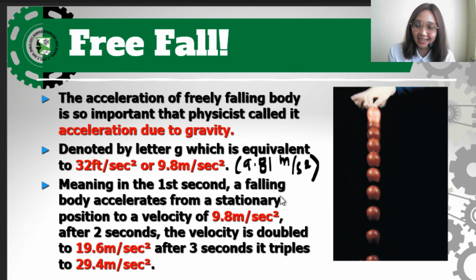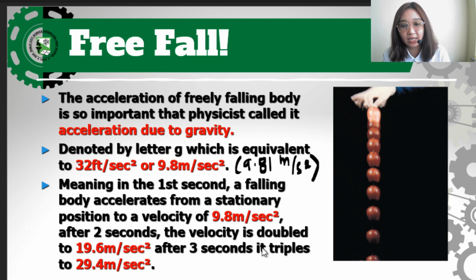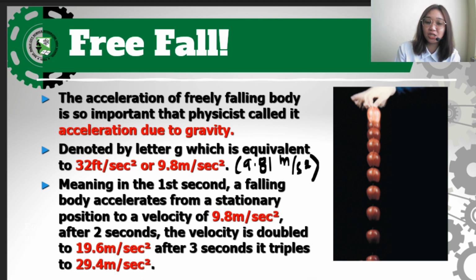Ano? So, joke lang. So, meaning, in the first second, so sa unang second ng pagbagsak mo, so the body accelerates from starting position or resting position to a velocity of 9.8 meters per second. So, after 2 seconds, nadagdagan siya, naging 19.6 meters per second. After 3 seconds, it triples, naging 29.4 meters per second. So, on the rate of change nito is, so ang kanilang common difference per second is 9.8 meters per second squared.